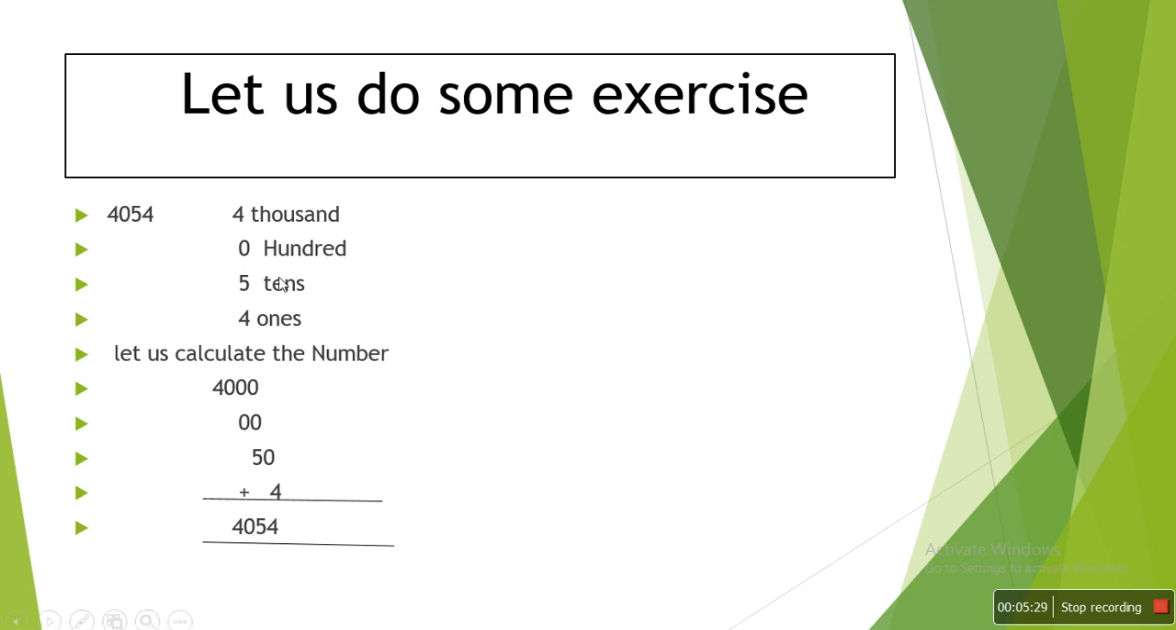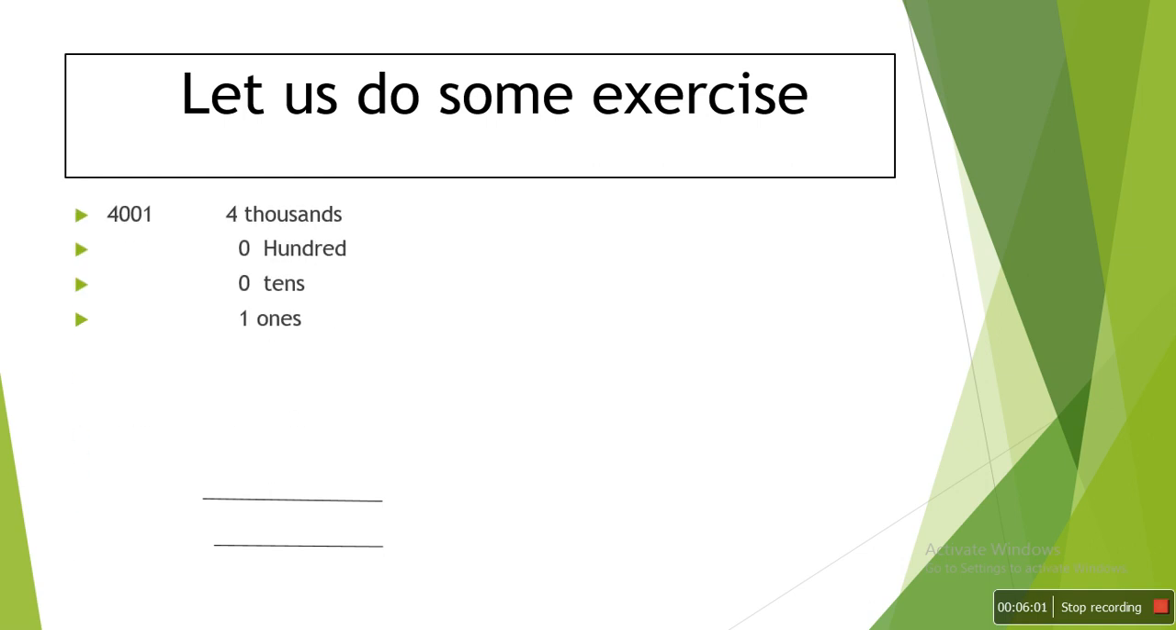And 5 is in which place? Tens place, that's why we have written 50. And 4 is in which place? Ones place, that's why we have written 4. Now if you add the following numbers: 4000, 0, 50 and 4, then you will find 4054. If you find the same number that we have expanded, then it means you have done it correctly. So there is no mistake in your answer.